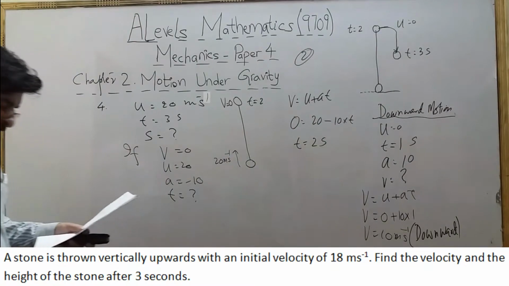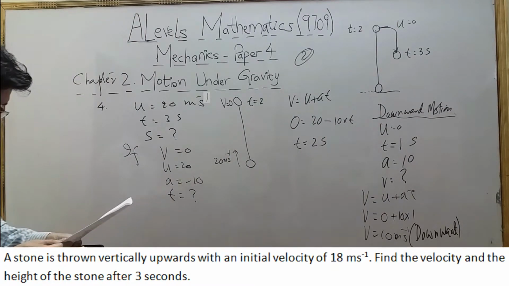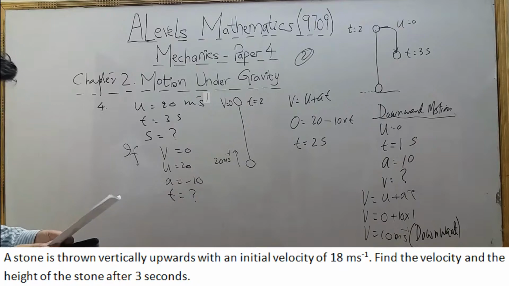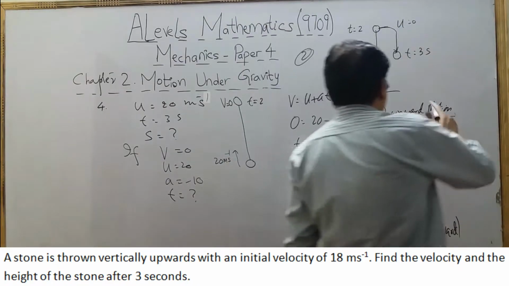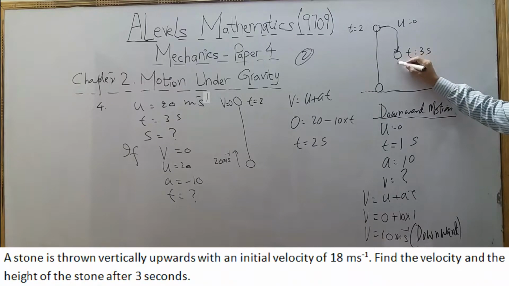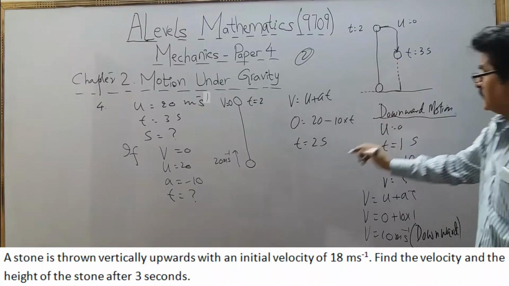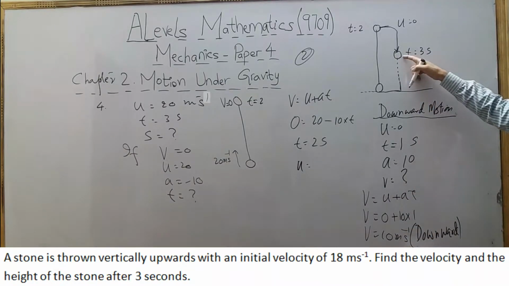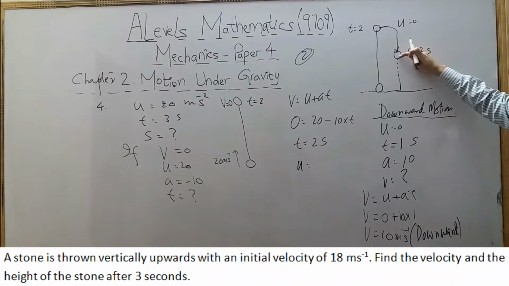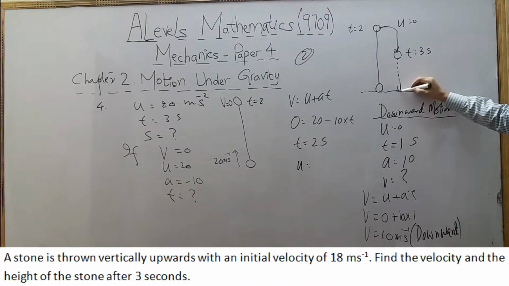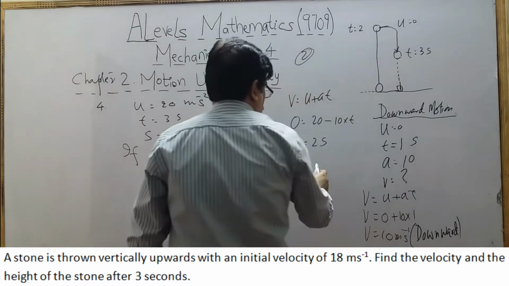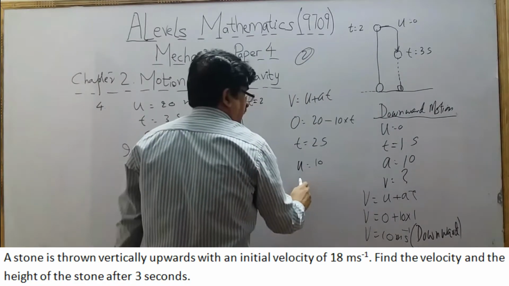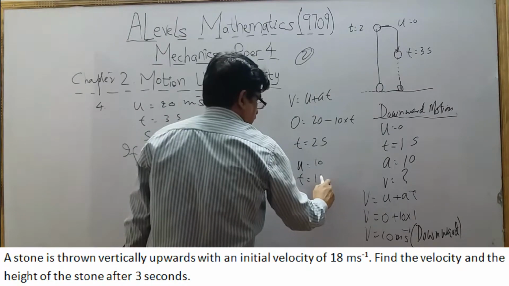Then you are asked to find the next value, the height of the stone after 3 seconds. Now height means this height. Height means from the point from where it was thrown. So you need this height. Now for this you have initial velocity u, and this final velocity over here will become the initial velocity for the journey from this point to this point. For this part, u is equal to 10 and time is equal to 1 second.